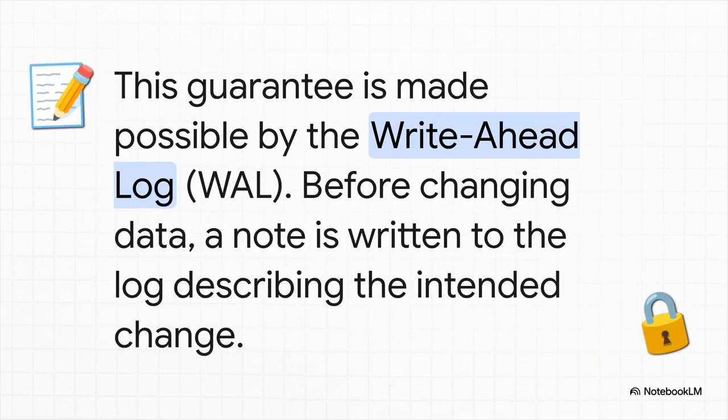What's the magic? Well, it's this thing called the write-ahead log, or the WAL. It's pretty clever. Before the database even thinks about touching your actual data, it first writes a little note to itself in this special log. The note basically says, hey, here's what I'm about to do. So if there's a crash, when the database wakes back up, it just looks at its to-do list, the log, and it can see exactly what it was in the middle of. It then makes sure that operation either gets fully finished or completely erased.